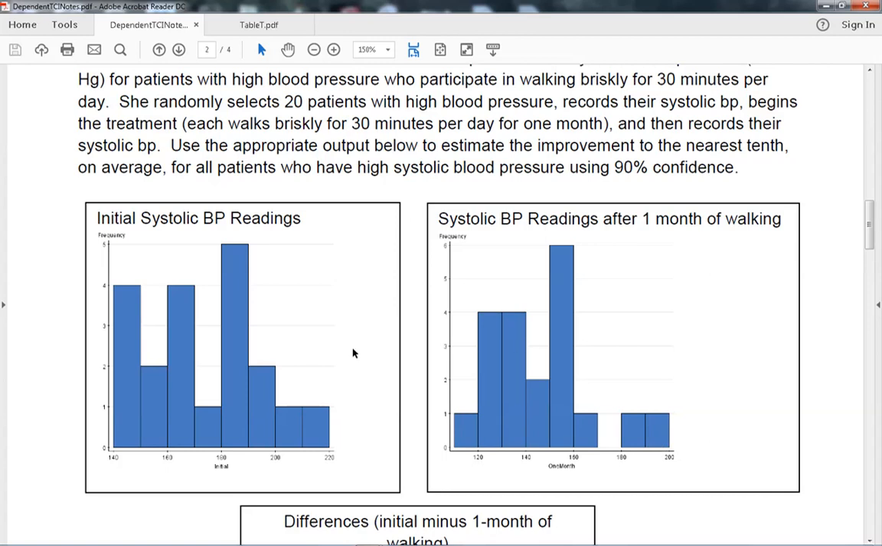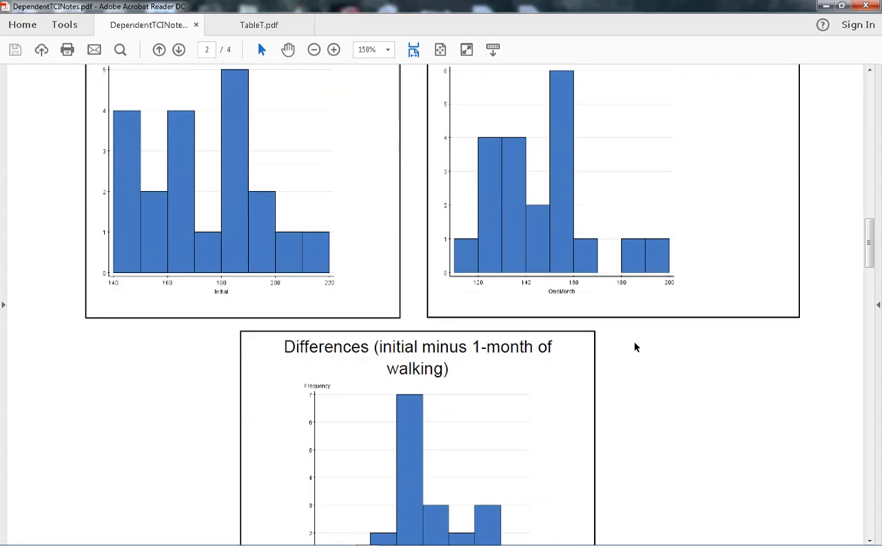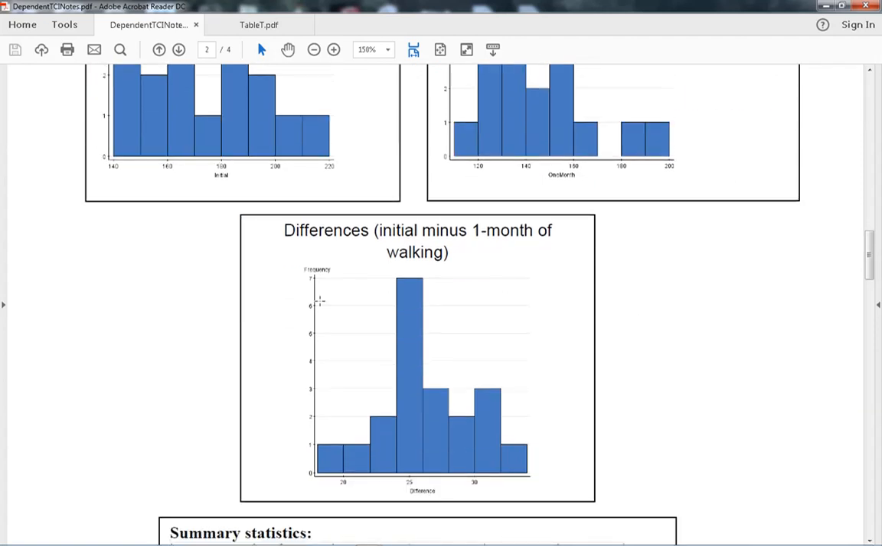But really we can't look at the data individually like that because we don't know which person in the initial reading is matched or what their reading is after 1 month of walking. What we really need are the differences. So this is really the graph that we're interested in.